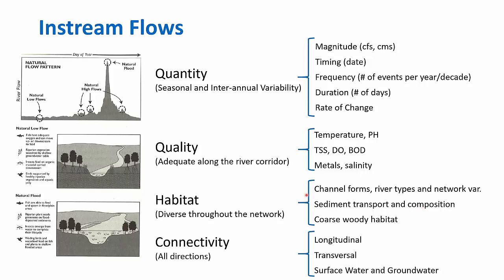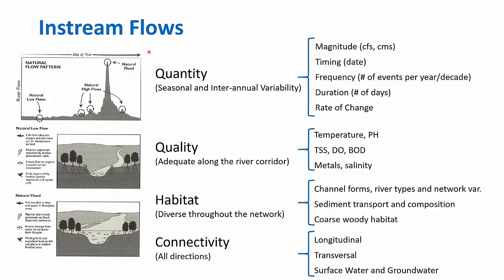Connectivity. In terms of connectivity, I should mention that to have a healthy river, it has to be connected longitudinally from its headwaters all the way to the mouth. It has to be connected also transversally, from riverbank to riverbank. And also vertically, between the groundwater and surface water. So those are the three different components that the river has to be connected. A healthy river is connected.